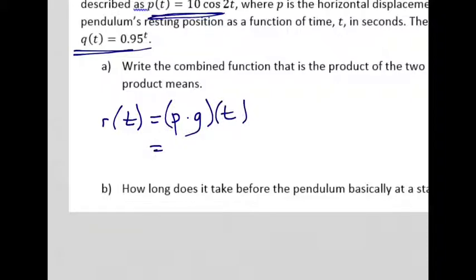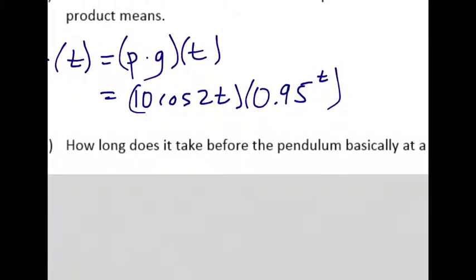So we get 10 cosine 2t times 0.95 to the power of t. There's not really any simplification that you can do. In fact, I'd probably leave it at that. You might put 0.95 to the t in front, and then 10 times cosine 2t.